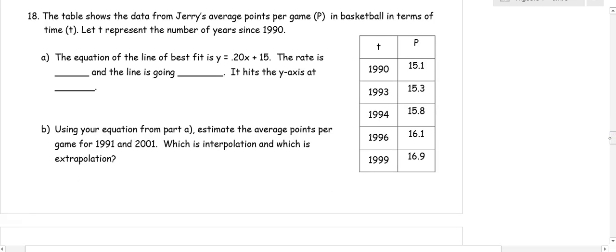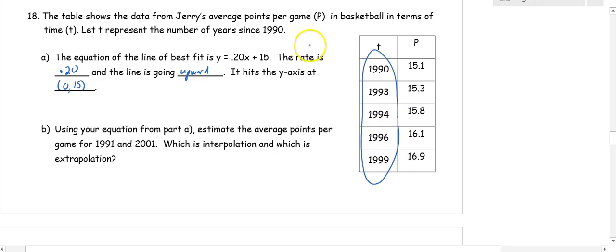Number 18, the table shows the data from Jerry's average points per game in basketball in terms of time. Let T represent the number of years since 1990. So the equation of the best fit line is y equals 0.20x plus 15, which means the rate is going to be 0.20 and the line is going to be rising, or going upward. This graph is going to hit the y-axis at 15. Using the data below, estimate the point averages for the games from 1991 and 2001, and then say which is interpolation and which is extrapolation.